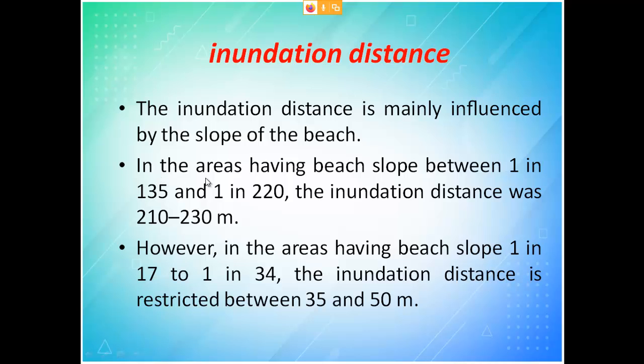Okay, in an area having a beach slope between 1 in 135 and 1 in 120, so for every 1 unit of height in 135, the distance travelled by the cyclone is 210 to 320 meters. However, when your beach slope is 1 in 17 or 1 in 34, then the distance travelled is only 35 to 50 meters.